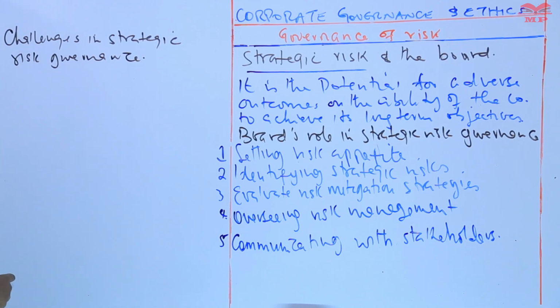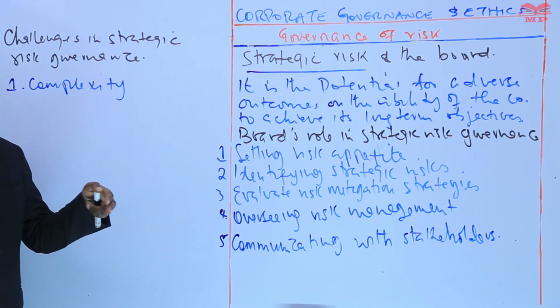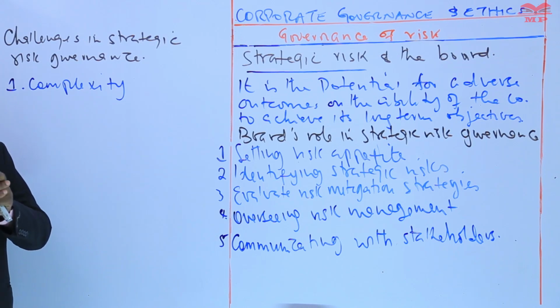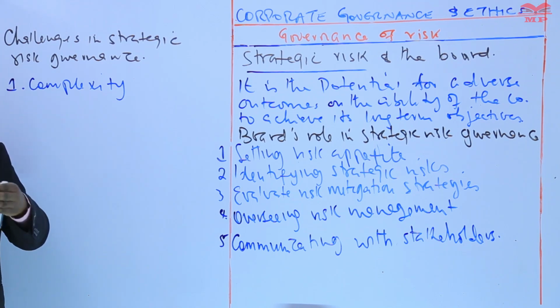Challenges in strategic risk governance. Now, the first challenge is complexity. Complexity is a challenge in strategic risk governance because strategic risks can be complex and interconnected, making them challenging to even predict and to assess.